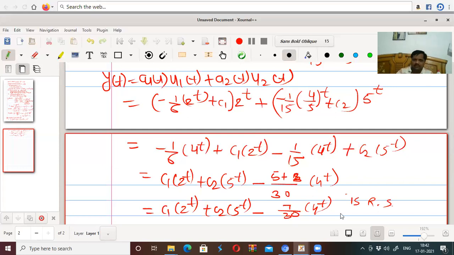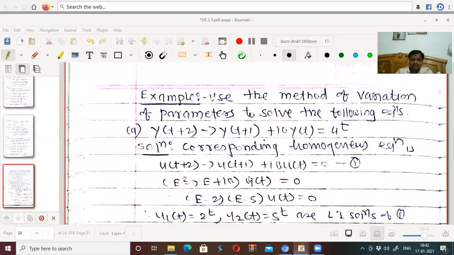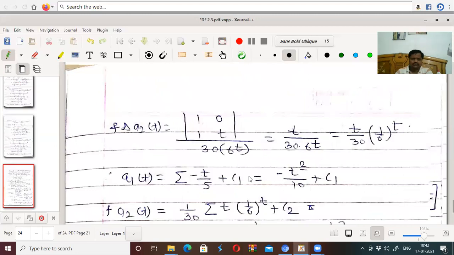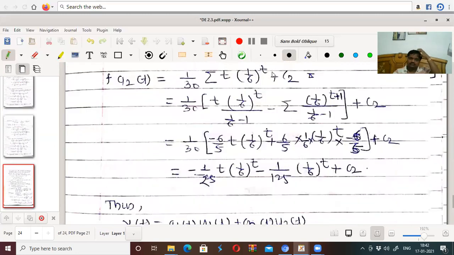In this way, you can find the solution of a non-homogeneous difference equation by using the variation of constant formula. So these are the methods to solve these equations. By using which method? Variation of constant formula. For this we will stop here.